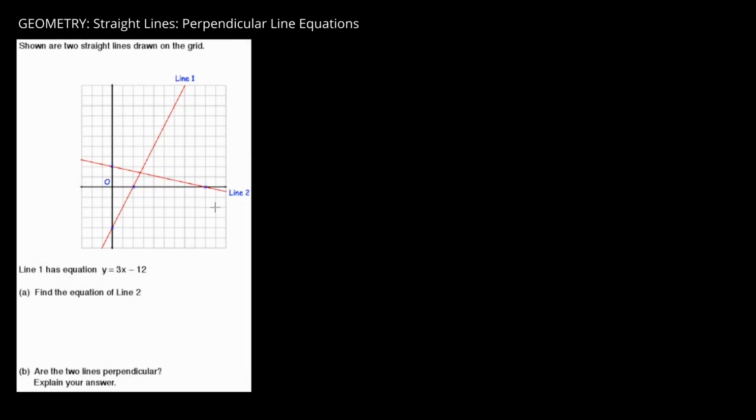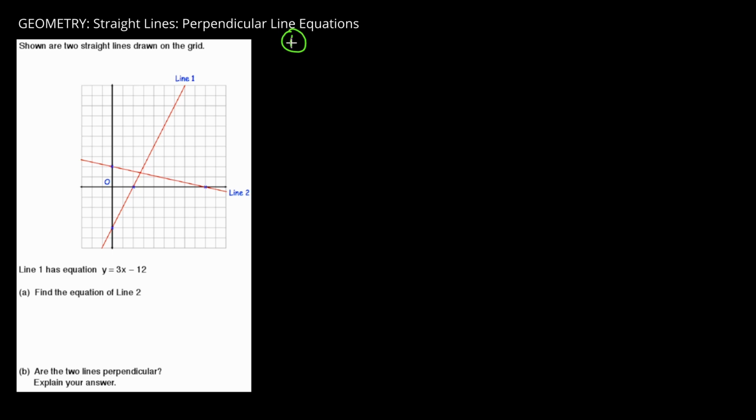Two lines drawn on a coordinate grid system. We're told the equation of line 1, and we're asked to find the equation of line 2, and then ask the supplementary question, are the two lines perpendicular? So this will involve negative reciprocals of gradients, but that's later on.